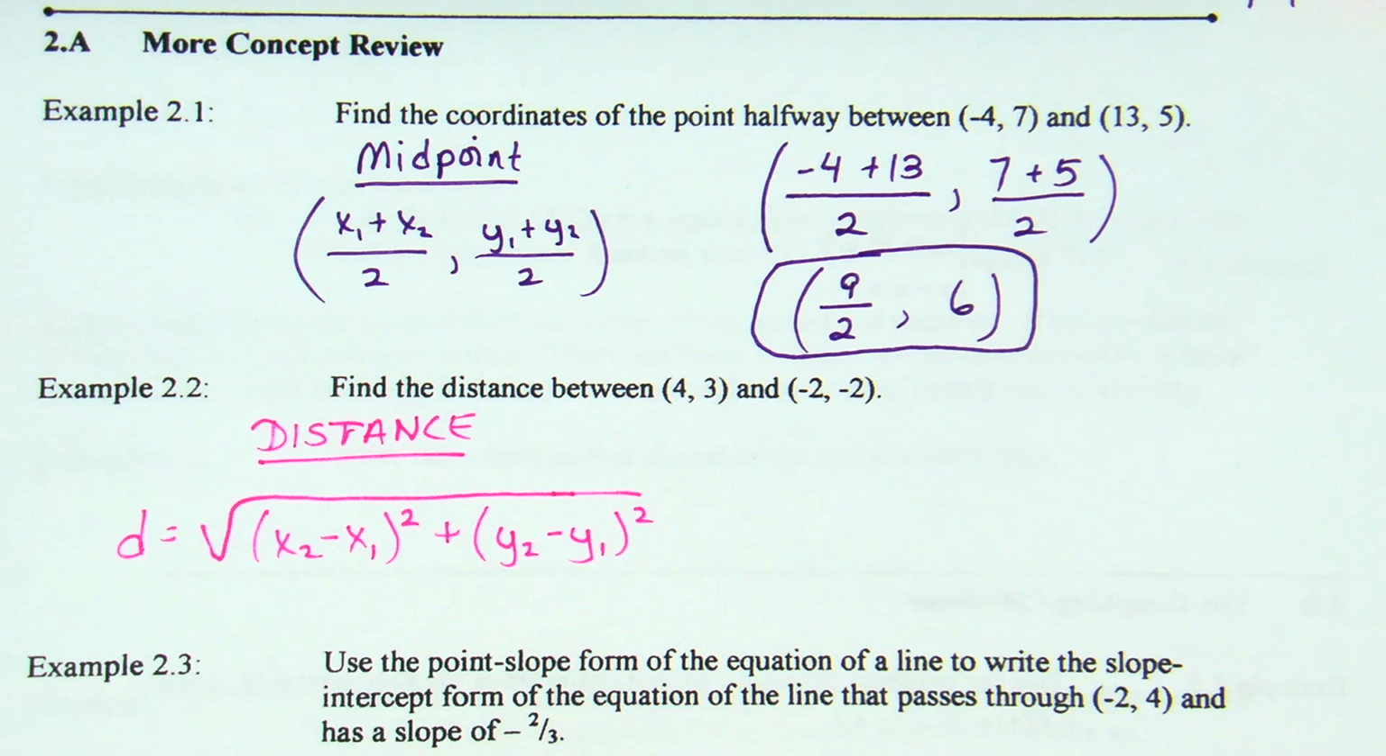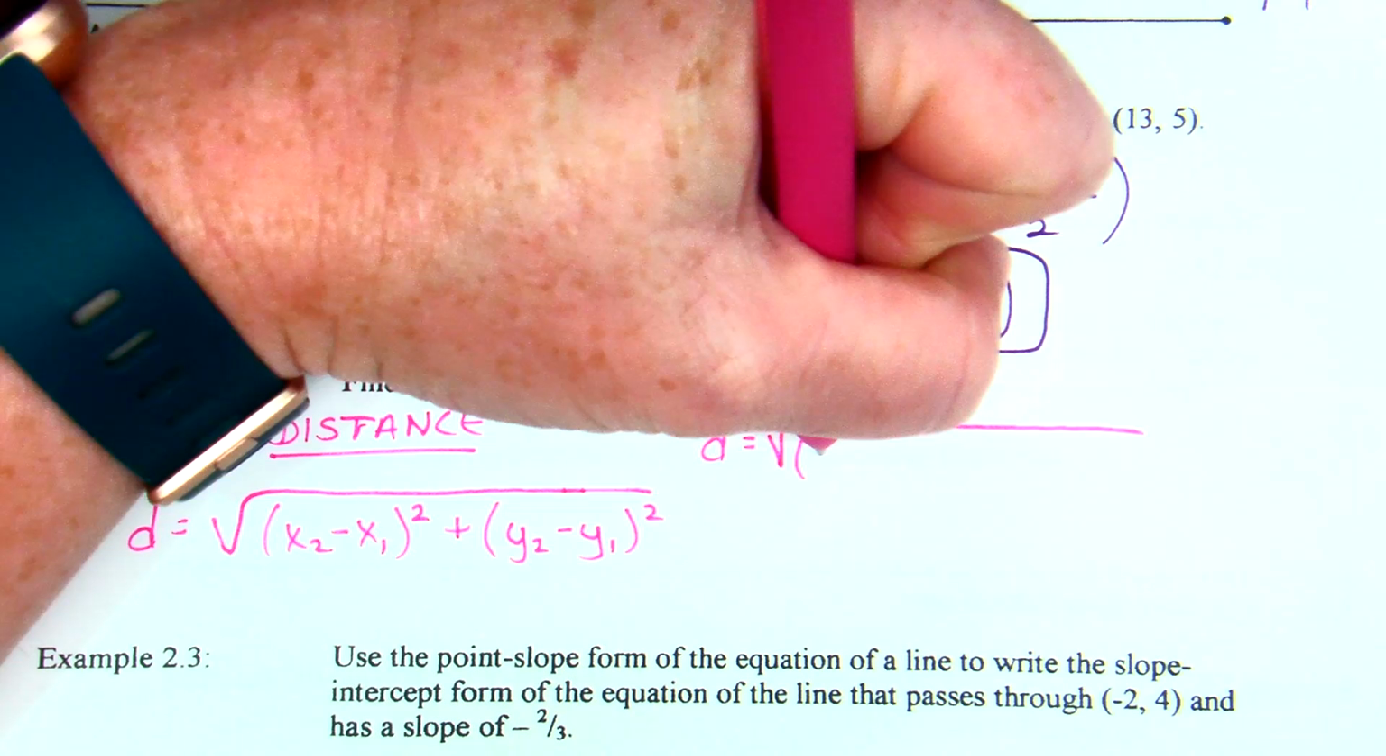Okay. Officially, it doesn't really matter which is your 2 and which is your 1. Just be consistent. I tend to like to put my positives first, but that's me. So if I do this, I would probably do the square root of 4 minus -2 quantity squared plus 3 minus -2 quantity squared. And that's all under a square root.